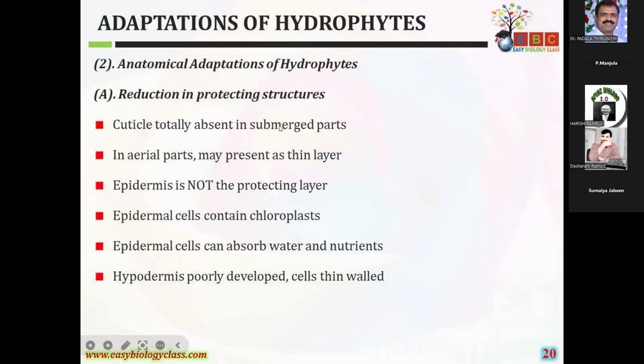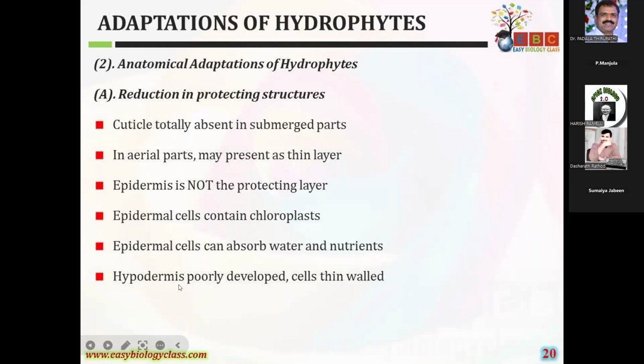First is the reduction in the protecting structure: the cuticle is totally absent in submerged parts, and in aerial parts it may be present as a thin layer. Epidermis is also not a protecting layer, so epidermal cells also contain chloroplasts. Generally, when we observe the internal structure, the epidermis is single layered and does not contain chloroplast. But in hydrophytes, the epidermal cells also contain chloroplast. Epidermal cells can absorb water and nutrients.